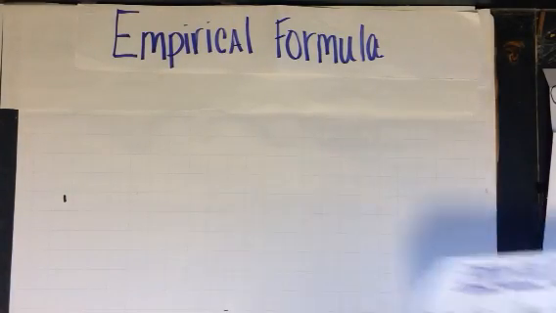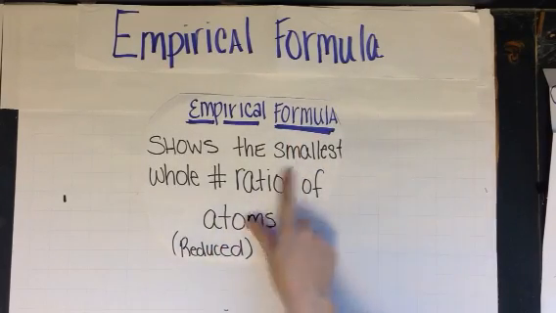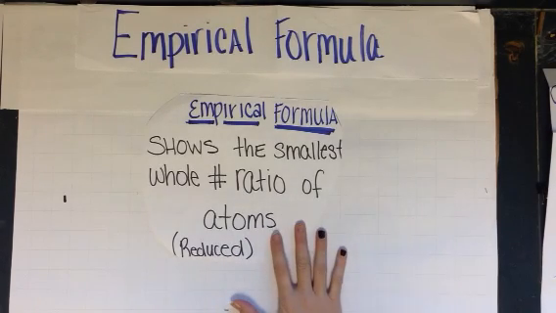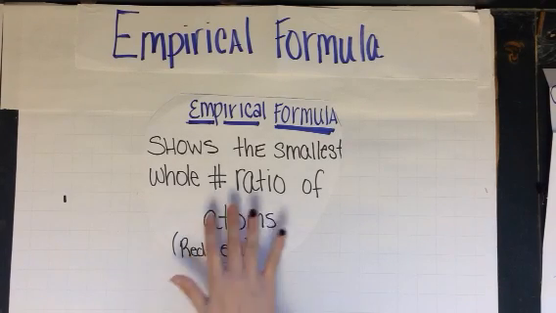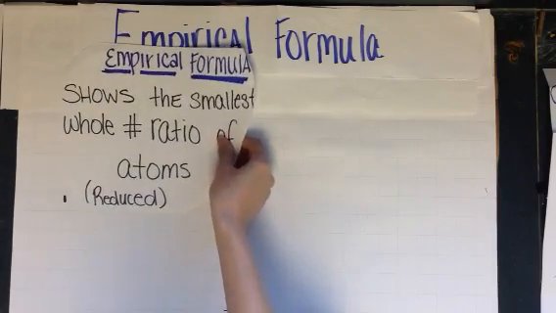An empirical formula is a formula that shows the smallest whole number ratios of atoms. So it's not necessarily a true formula. Instead, it takes a formula that you know and reduces it down to its basic whole number ratios. So what does this mean? Let's take a look at an example.